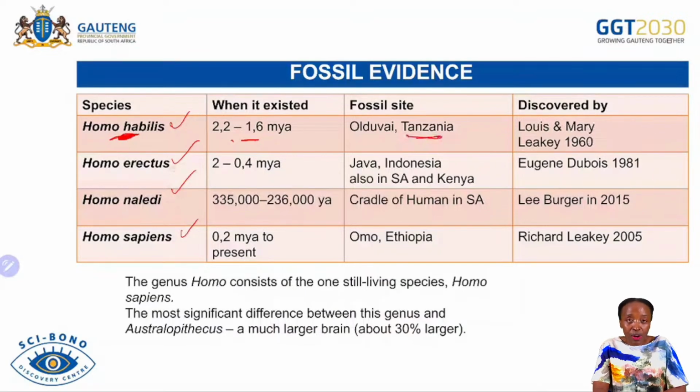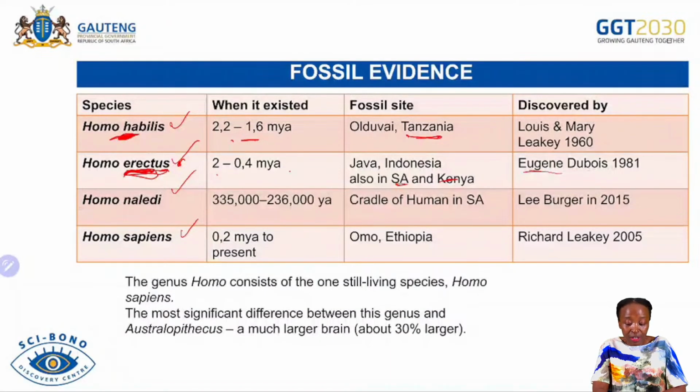And then we also have Homo erectus. This is the upright man, because this is where it was clear that we're looking at bipedal beings. Again, when? Between 2 and 0.4 million years ago. They were found in Java, Indonesia. The fossils that belong to this species were found all over, also in South Africa and in Kenya, and they were discovered by Eugene in 1981.